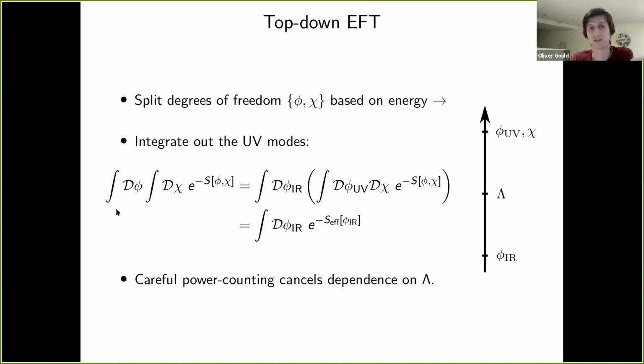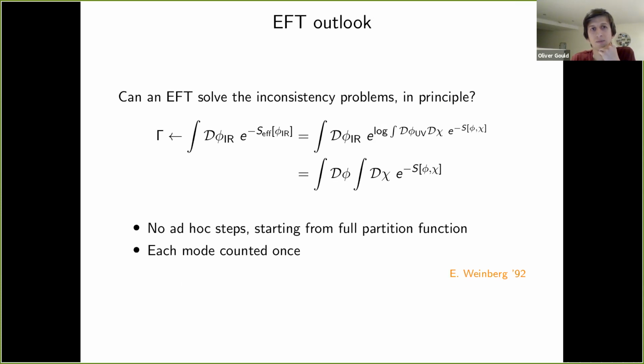So starting from the partition function or path integral, you can integrate out the UV modes. You split up the measure, do the integration of the UV modes, and that defines your effective theory for your IR modes. And you have to carefully power count to make sure that dependence on capital lambda cancels. And you also need a hierarchy of scales for that to happen.